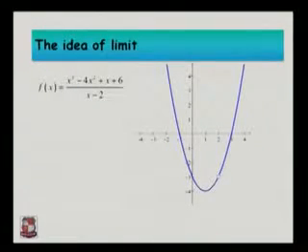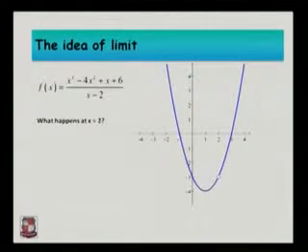In such a case the idea of limit is generated: if we take x equal to 2 then the denominator becomes 0, but if we take the value of x nearer to 2 but not equal to 2, then the denominator is nearer to 0 but not equal to 0, so we can do that. We can take the value nearer to x, and that is how the idea of limit is generated.